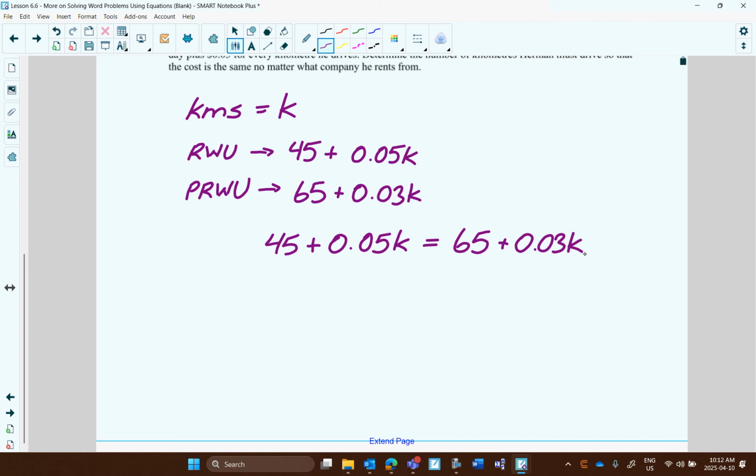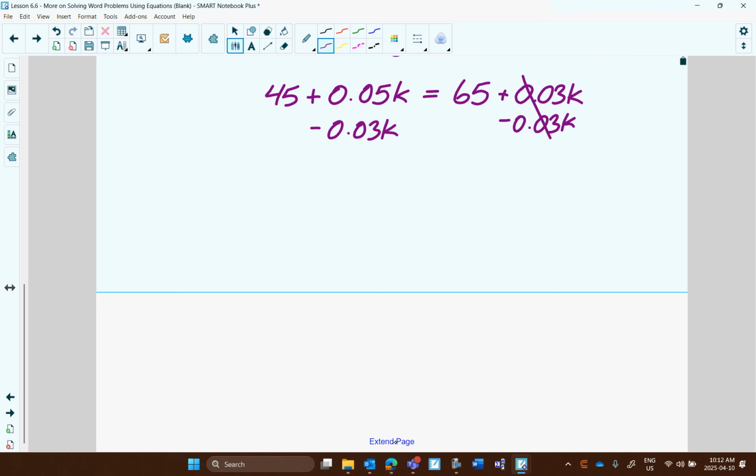You have to subtract 0.03K. Yeah, we've got variables on both sides, so I want to bring these over here. So how do I get rid of plus 0.03K? I'm going to subtract 0.03K. And when I do that, I'm going to get 45 plus, what is 0.05K minus 0.03K? 0.02K equals 65.